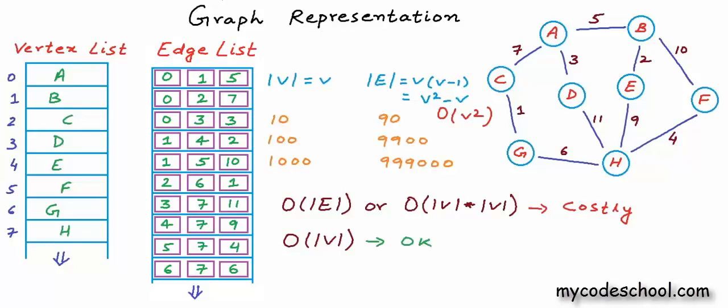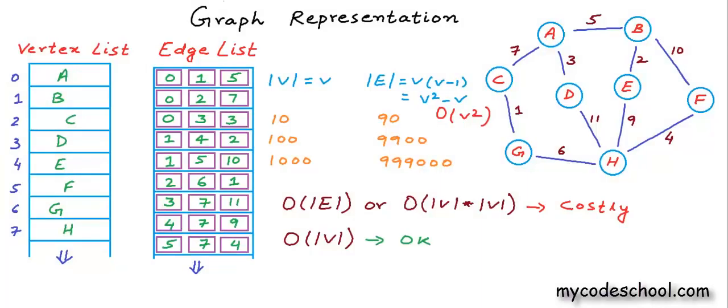All in all, this vertex list and edge list kind of representation is not very efficient in terms of time cost of operations. We should think of some other efficient design. We should think of something better. We will talk about another possible way of storing and representing graph in next lesson.